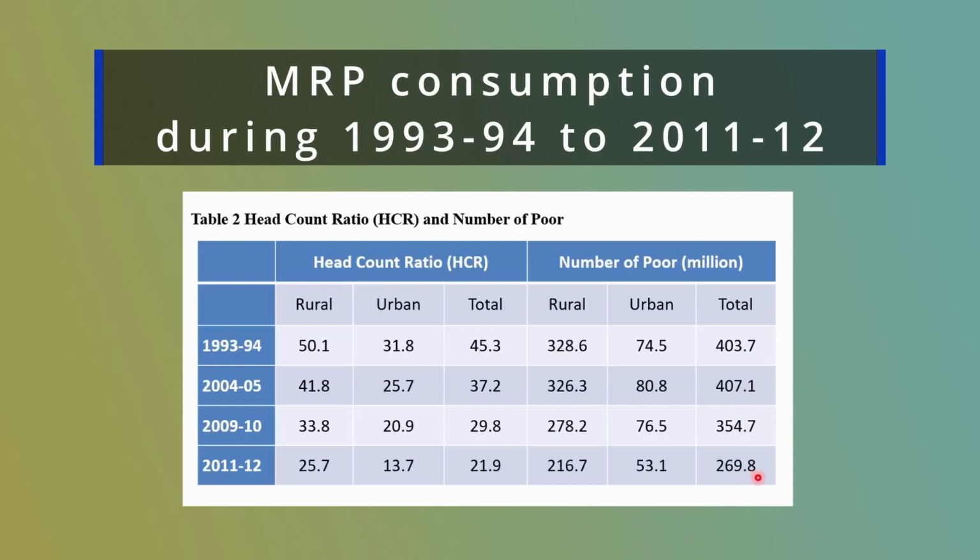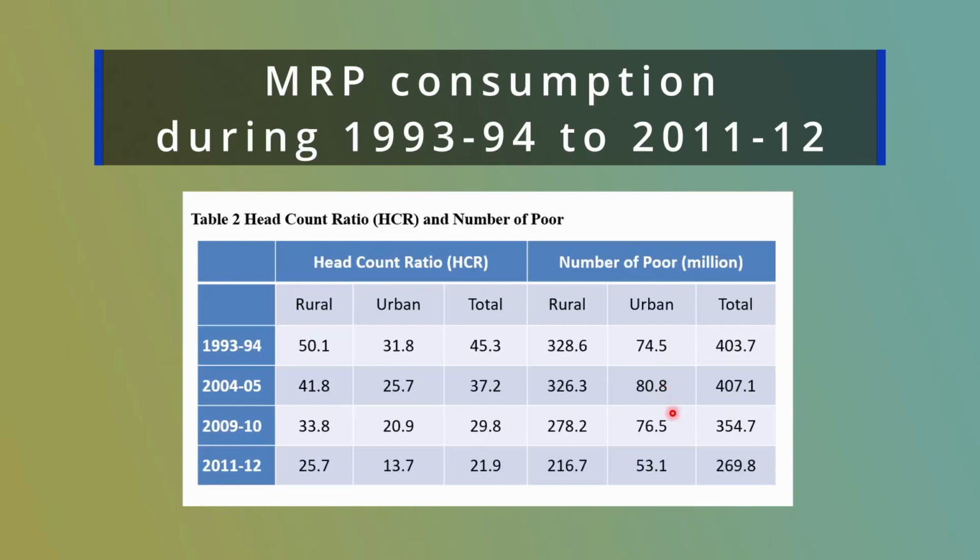In case of the number of poor people in India, 403.7 million people were poor in 93-94 according to the estimation of the Tendulkar methodology, and their number gradually decreased during this period, and in 2011-12, 269.8 million people were poor, which was estimated by the Tendulkar methodology.